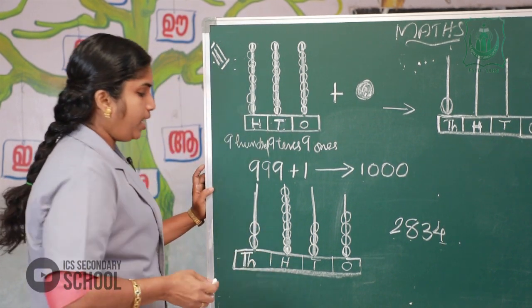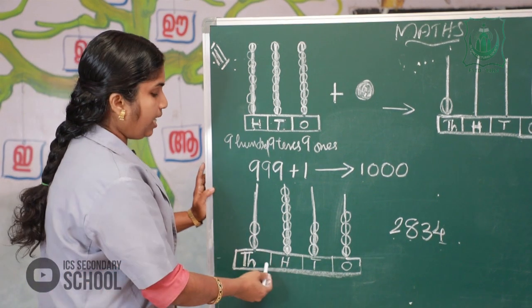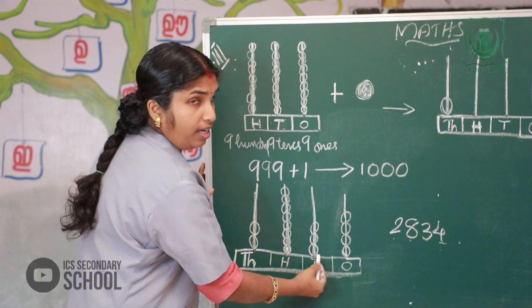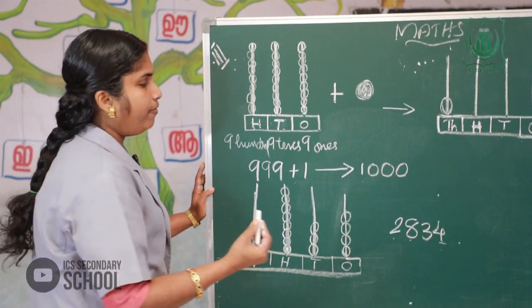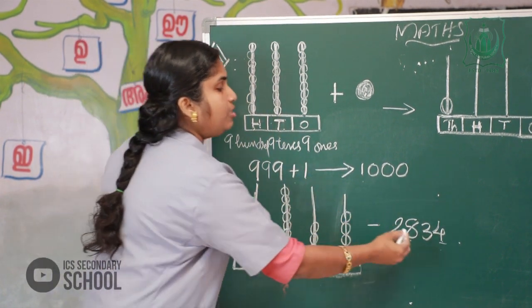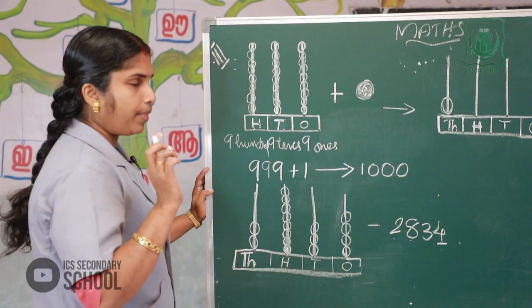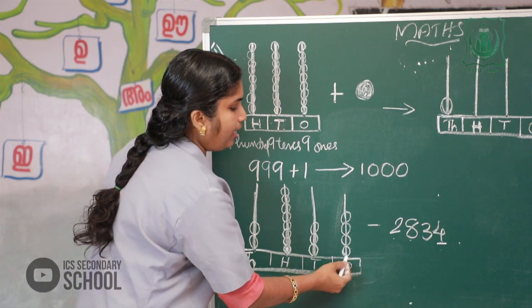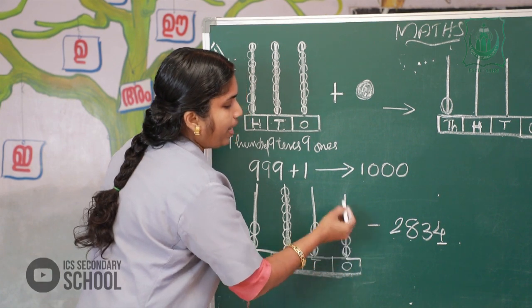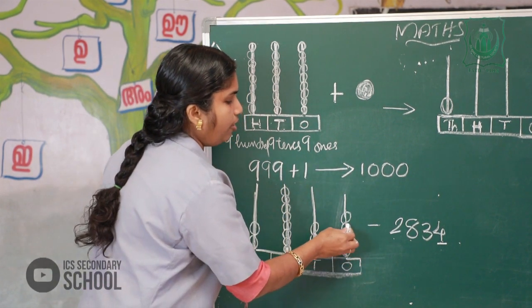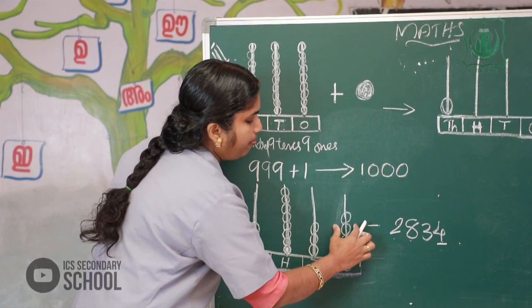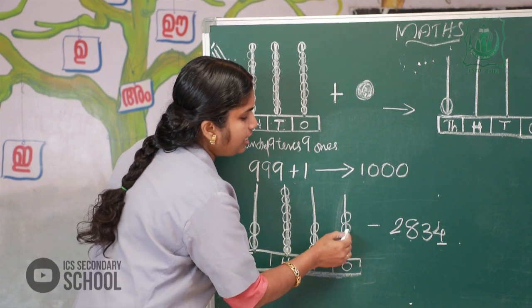Okay, how to read it with the help of the spike abacus? We get the number 2834. In the first place we get 4. So we fill 4 beads on the one's place spike: 1, 2, 3, 4. 4 beads filled in the one's place spike.